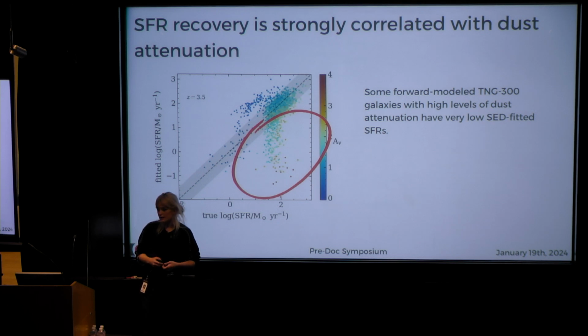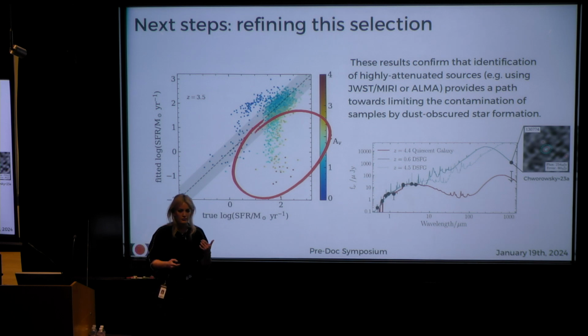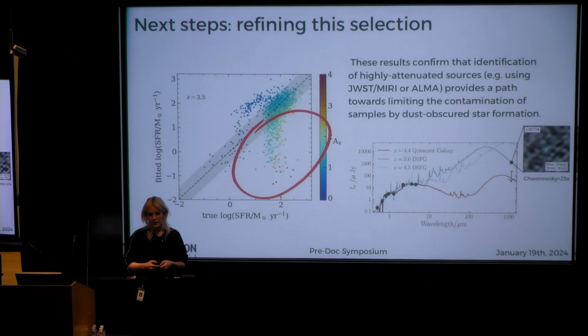We find that we can plot this against the dust attenuation and find that the star formation rate recovery is strongly correlated with dust attenuation. This is perhaps unsurprising, but it's the first time that we've been able to use simulations to do this. We find that these all have high levels of dust attenuation. And this confirms that we can't really just use, at least for this, the wealth of data that we have in the UV and IR, and perhaps we need something more, such as JWST MIRI or ALMA, which probes longer wavelength regions of the SED.